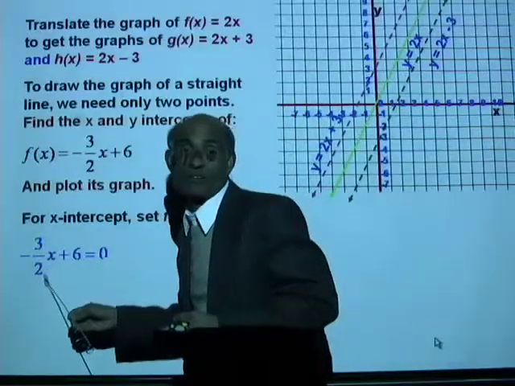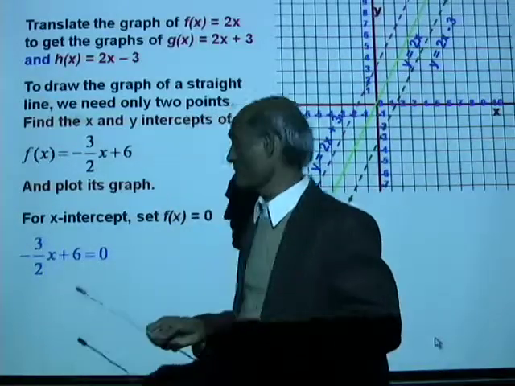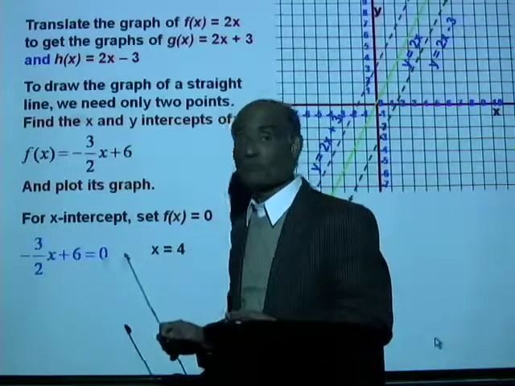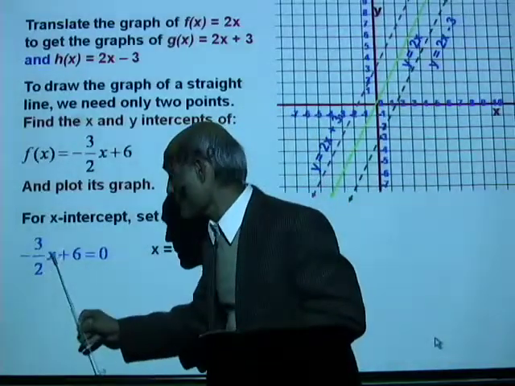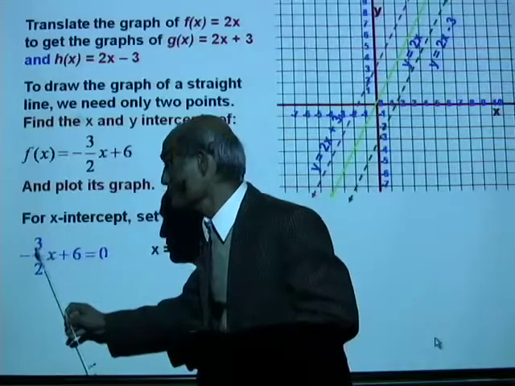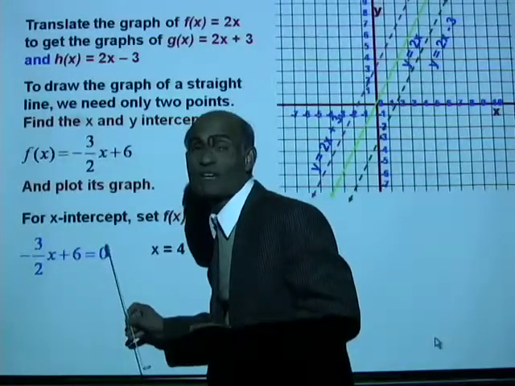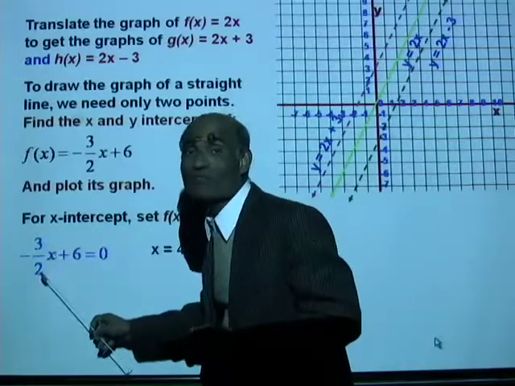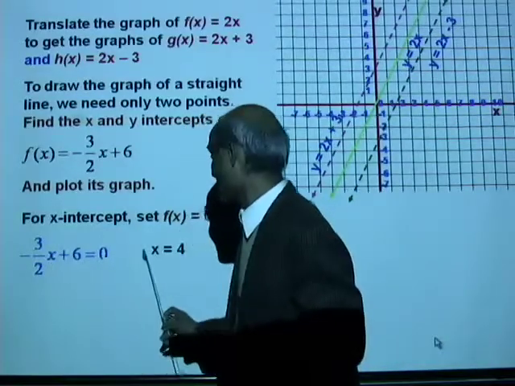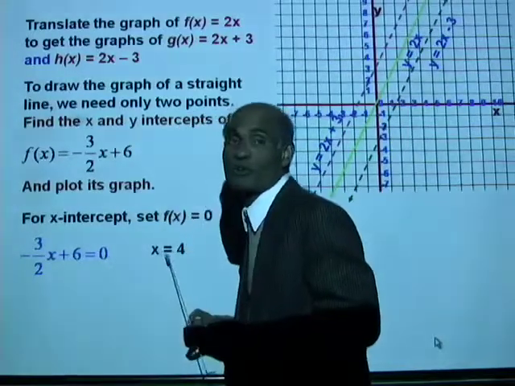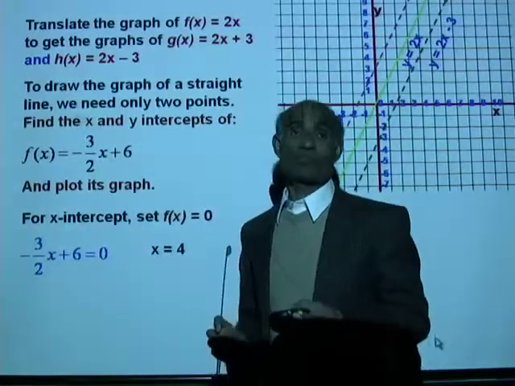I'm sure you don't need my help to solve that equation. And that will give you x equal to 4. Is that right? Multiply every term by 2. That will give me negative 3x plus 12 equal to 0. And then divide by negative 3. That will give you x minus 4 equal to 0, or x equal to 4.